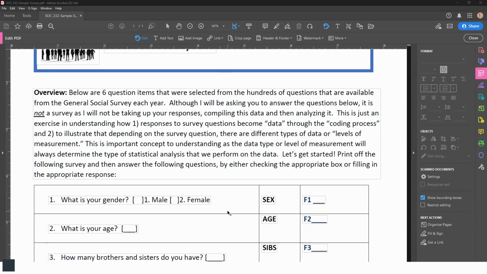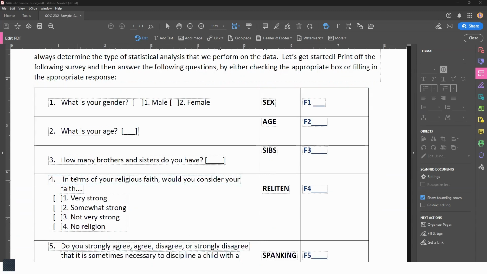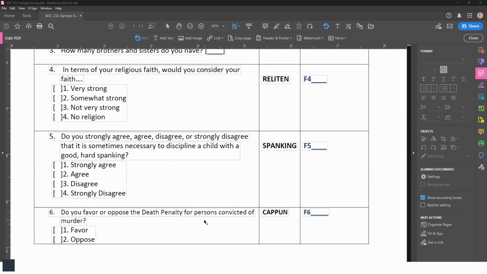So some of them feel pretty basic. What is your gender? Male, female? What is your age? How many brothers and sisters do you have? In terms of your religious faith, would you consider your faith very strong, somewhat strong, not very strong, no religion? Do you strongly agree, disagree, strongly disagree that sometimes it's necessary to discipline a child with a good hard spanking? Do you favor or oppose the death penalty for persons convicted of murder?